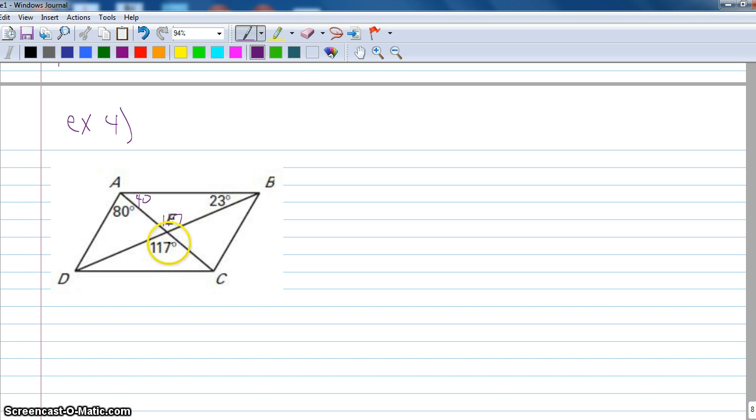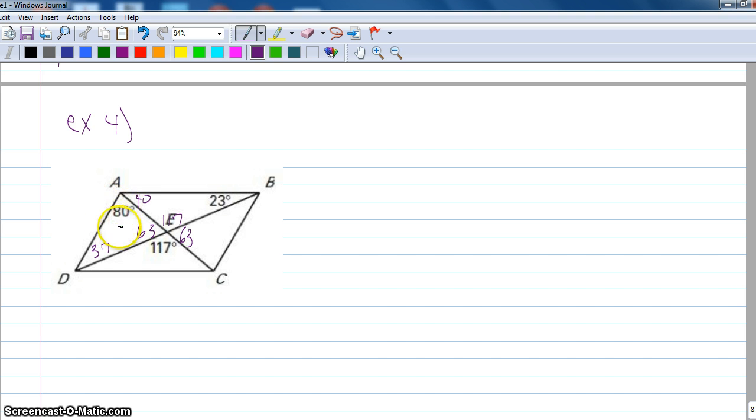Then we'll come back right here. These two angles, this one and this one, are on a line. They equal 180. So 180 minus 117 is 63. And this is 63. And then I can add for this triangle right here. 80 plus 63, subtract that from 180 and get 37.